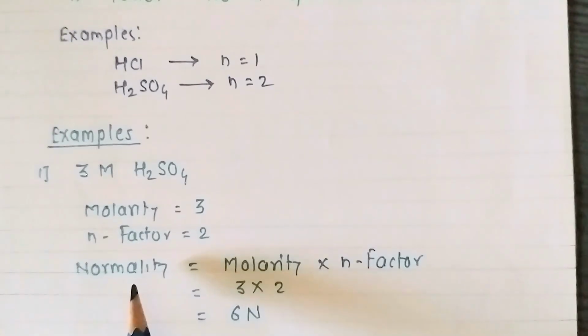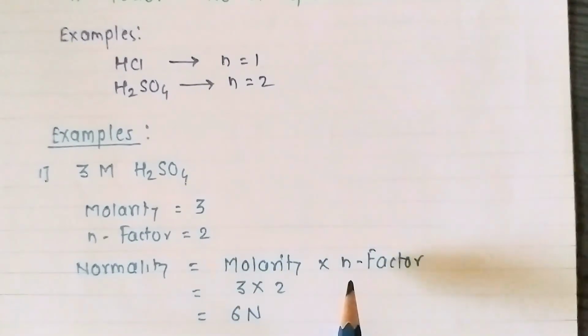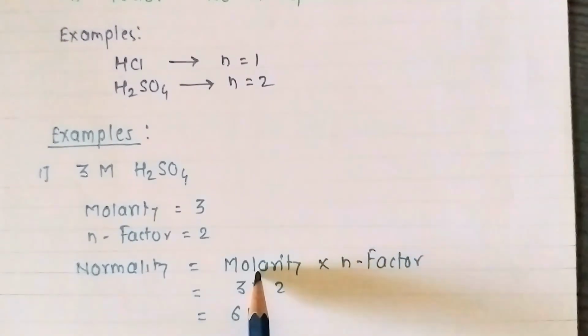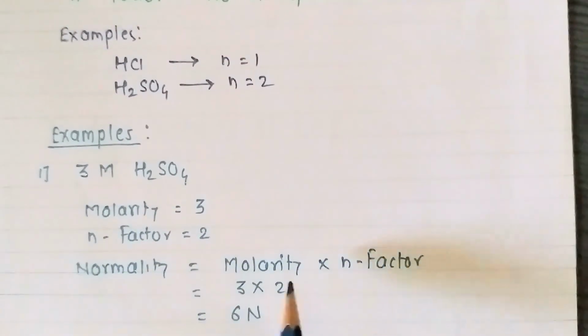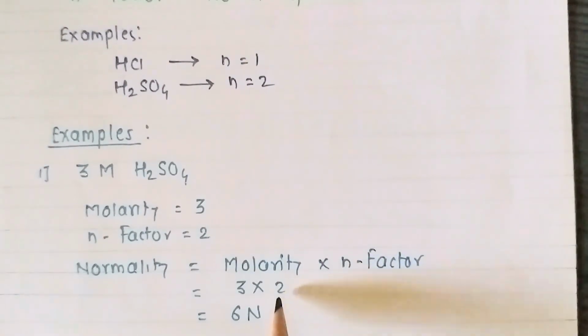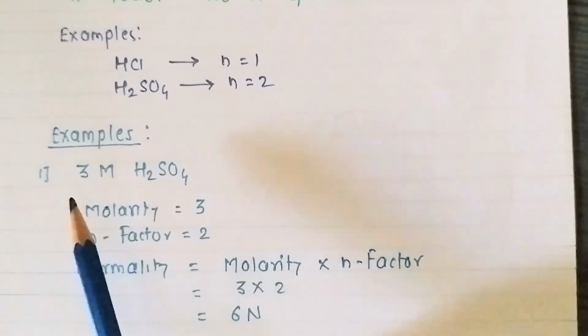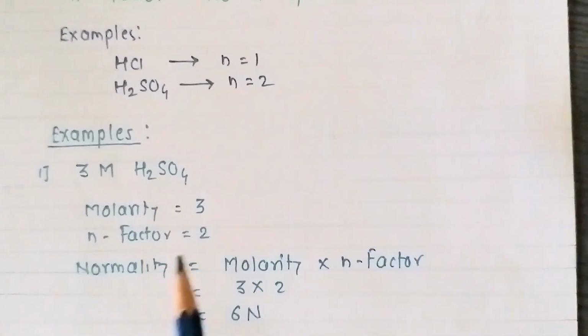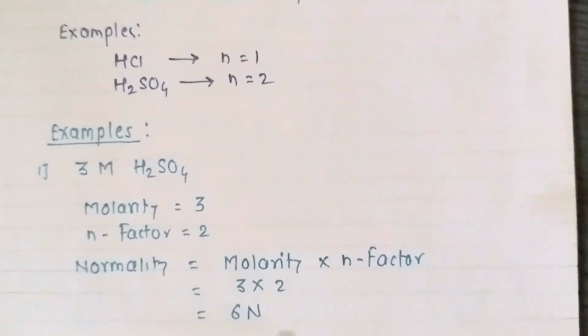Now we take this formula: normality is equal to molarity into n factor. What is the molarity? Molarity is 3. What is the n factor? N factor is 2. So 3 into 2 means 6 normal. So a 3 molar H2SO4 solution has a normality of 6 normal.